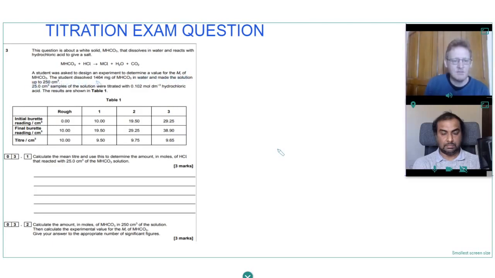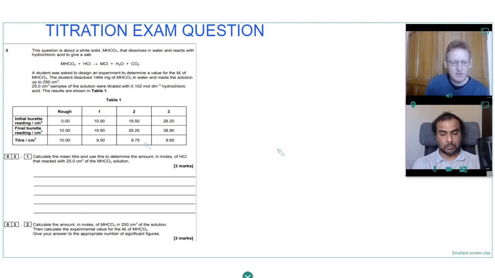The student dissolved 1,464 micrograms of this in water and made the solution up to 250 centimeters cubed. 25 centimeters cubed samples of the solution were titrated with hydrochloric acid and shown below. So the first part asks us to calculate the mean titer and use this to determine the moles of hydrochloric acid that reacted with the solution.